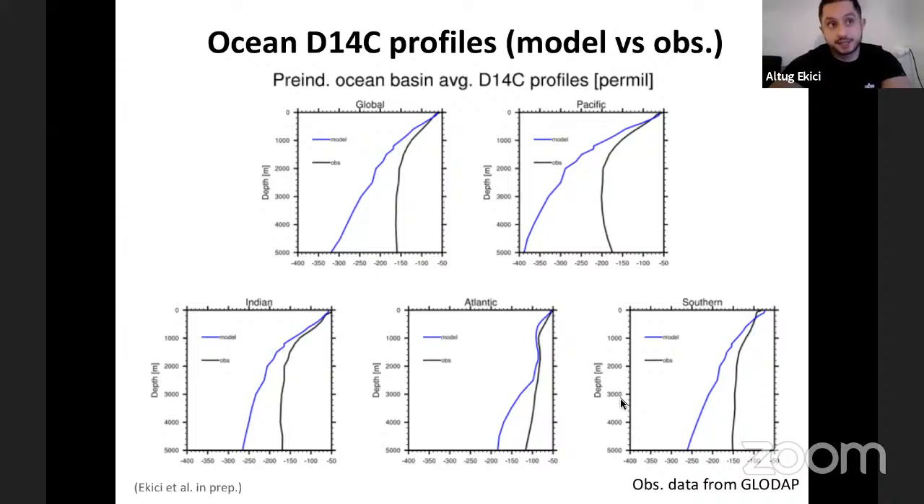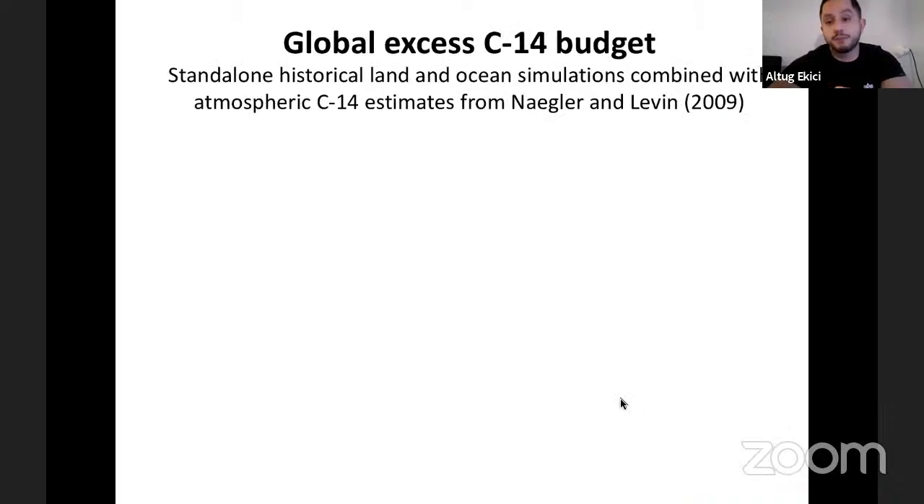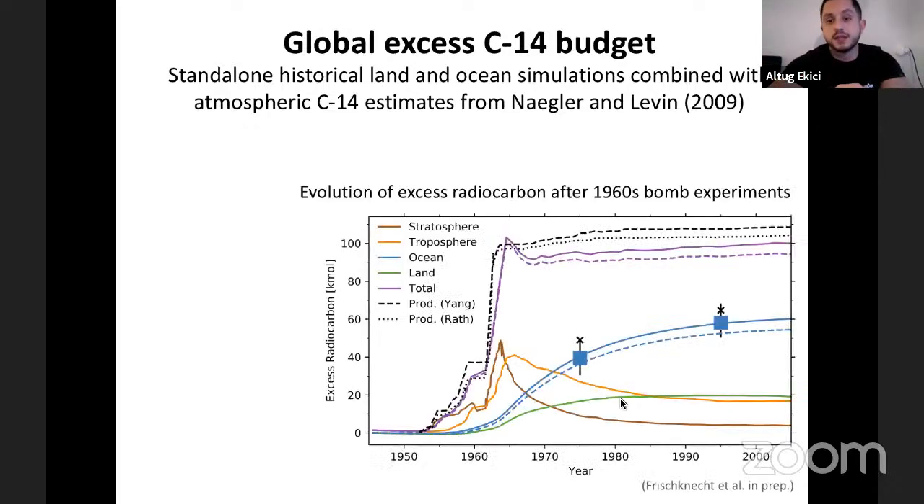However, we have a side study we have done with our master student, Tobias Frischneck. We have an analysis of the industrial global excess radiocarbon budget. So we use the standalone land and ocean simulations, and we combine them with the estimates from Naegler and Levin for radiocarbon, and we use this full budget as a comparison to what happened in the production rates in atmospheric radiocarbon. So this is a rather complicated plot. I'm going to go into a bit more detail here.